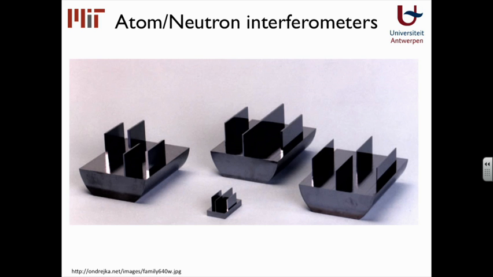So if we take a step to the other side of the fence to atom and neutron interferometers, they don't face this issue. They don't have to worry about doing anything external to align their gratings. The reason for this is that they don't make their gratings separately and then try to combine them in an interferometer.